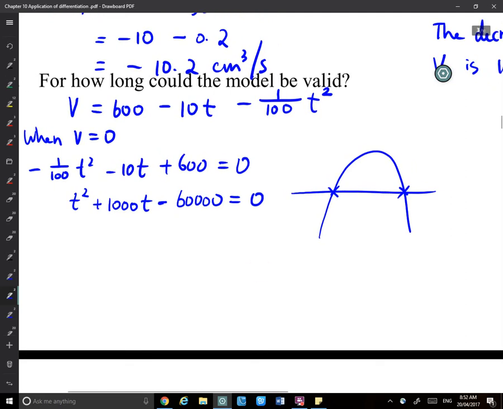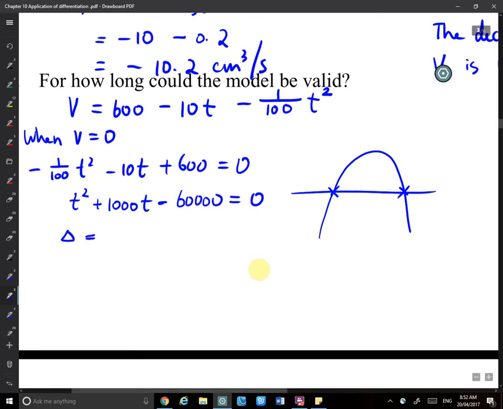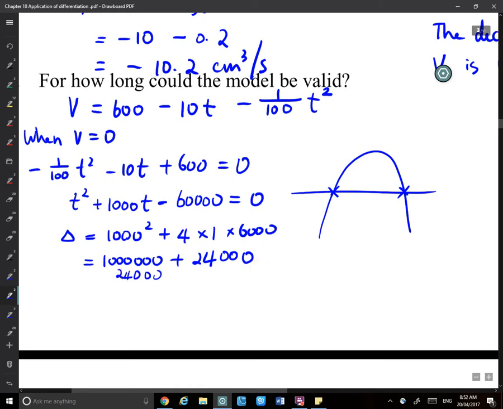Let's find the discriminant. The discriminant is 1000 squared plus 4 times 1 times 6000. It's a really big number. How many zeros are there? That equals 1024,000.